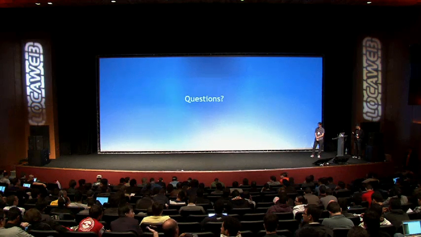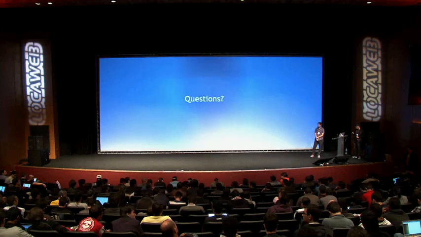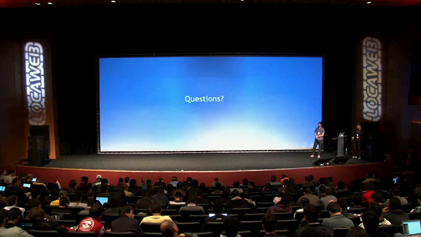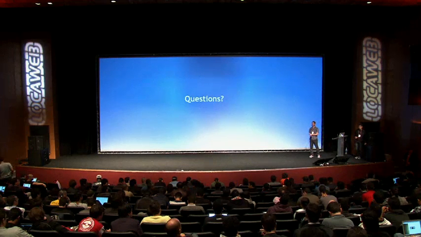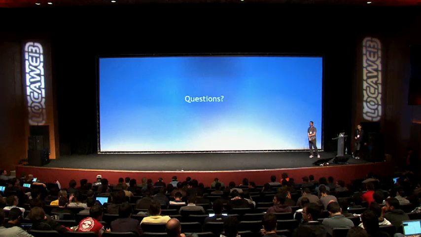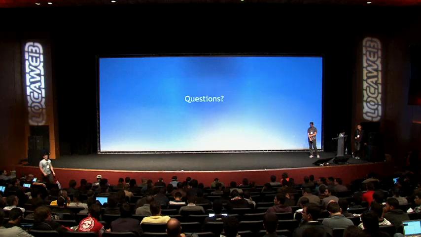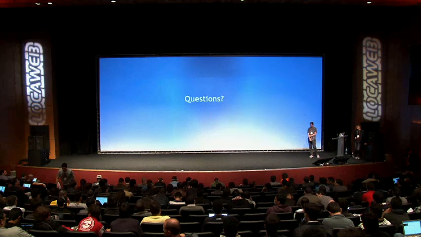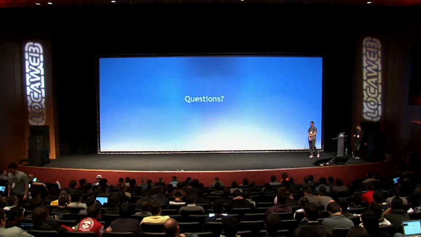Can you repeat your question? I'm sorry. The question is, how do you deal with test job isolation in Jenkins? How would you use this within Jenkins? How do you deal with job isolation in Jenkins? I'm not sure. I would probably need your help.